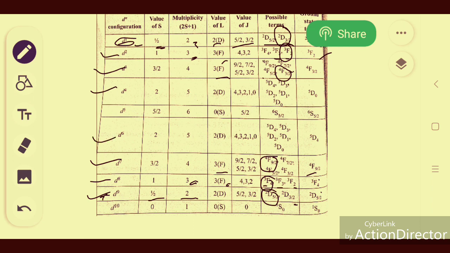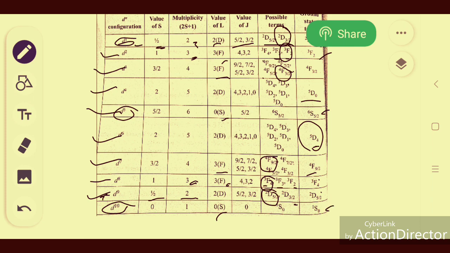Likewise, the D4 and D6 configurations. In this case, there are 4 unpaired electrons and the ground state term is 5D0, while in this case the ground state term will be the term with the higher value of J, that is 4. So it becomes 5D4. In case of the D5 configuration, which is half filled, and D10, which is full filled, L will always be 0, so the term will always be S. Here the term is 6S 5 by 2 and here the term is 1S0.